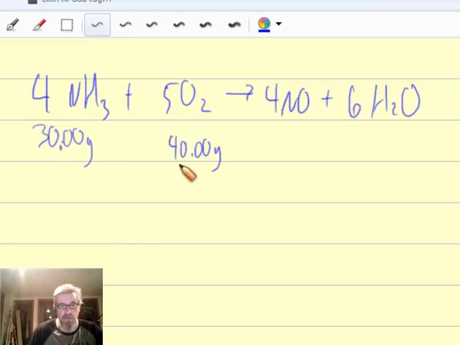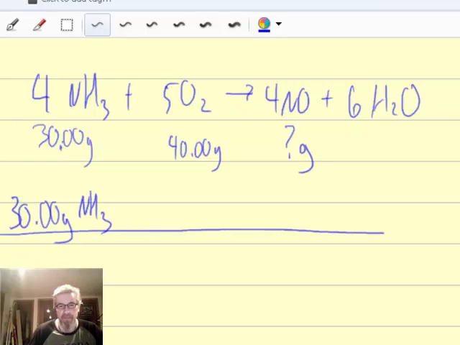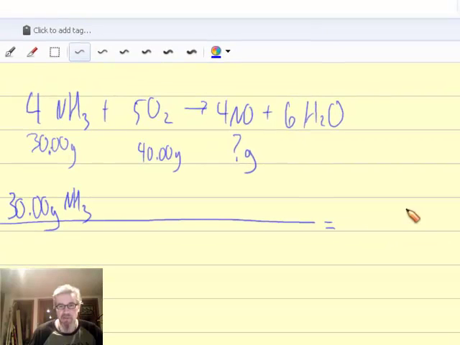I have 30 grams of ammonia, I have 40 grams of oxygen, and I want to know ultimately how many grams of nitrogen monoxide are going to be produced. As I just said, the first thing I want to do is compare one reactant to the other using stoichiometry. So I'm going to choose ammonia as my starting point. It really wouldn't matter which one I had chosen. 30 grams of ammonia. By comparing the reactants, what I mean is I want to find out how many grams of oxygen is it going to take to react with that 30 grams of ammonia.